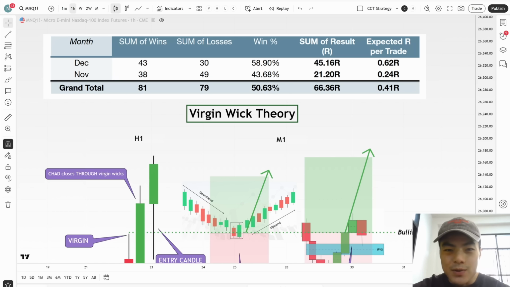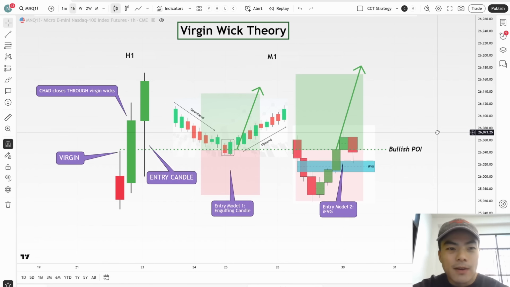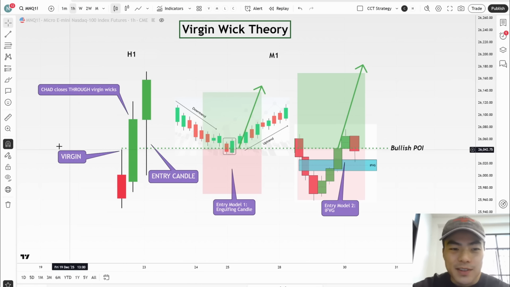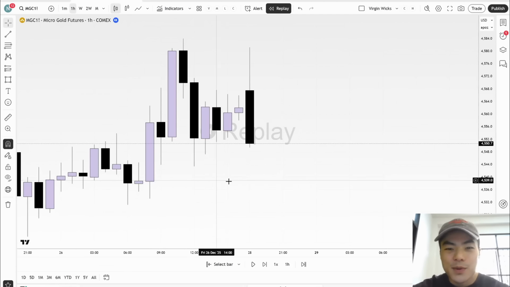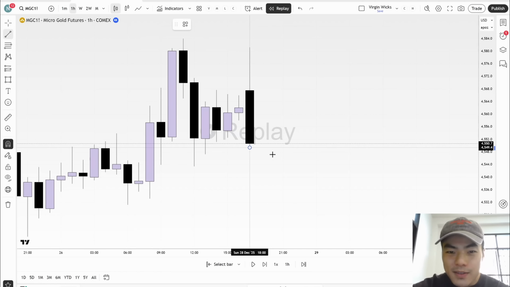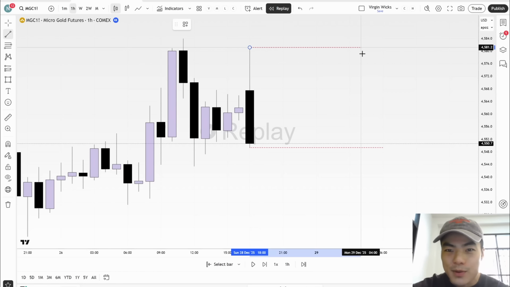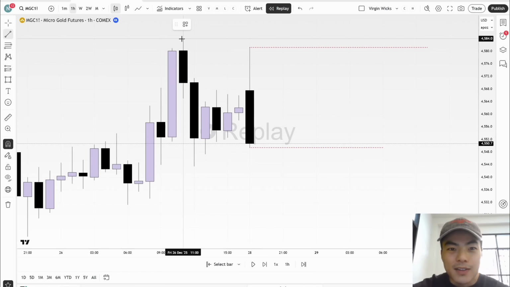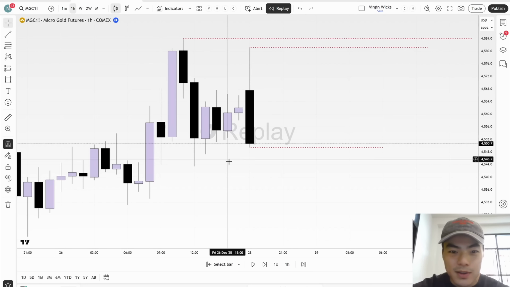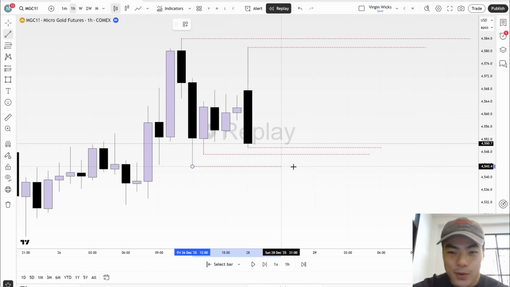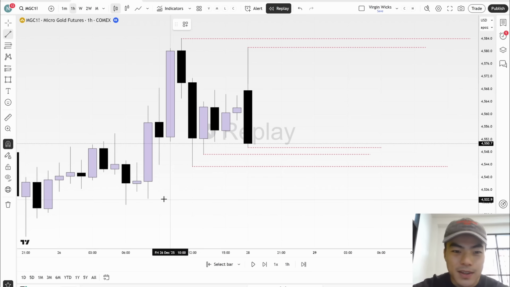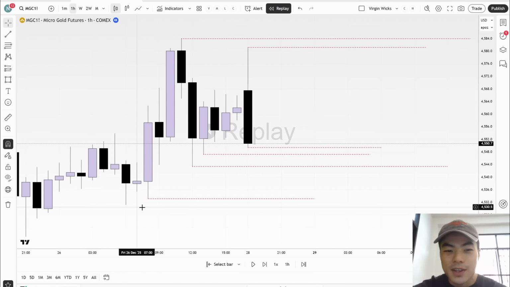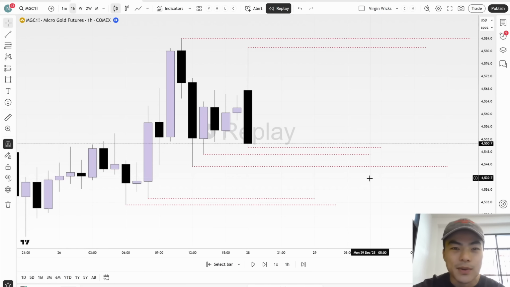But first, here's a super quick summary of exactly what the Virgin Wick theory is and what I'm backtesting. So first we need to understand what a Virgin Wick is. A Virgin Wick is essentially any wick that has not been touched before. If you draw a line all the way to the right on this one, it hasn't been touched. This one, that's virgin. This one, all the way to the right, nothing there, that's virgin. So essentially any exposed wicks. Pretty straightforward.